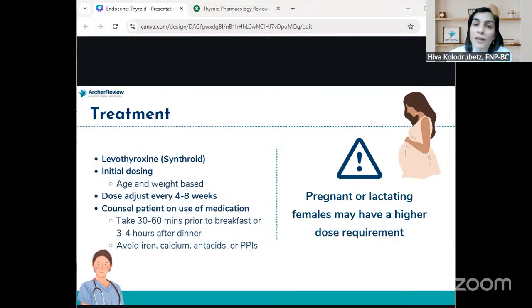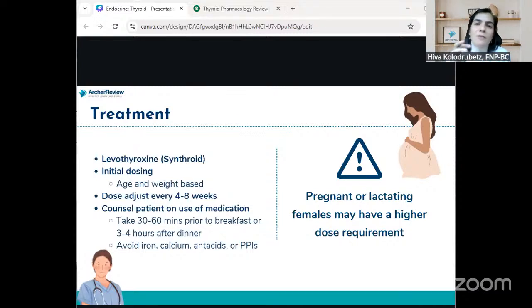We do want to adjust the dose, so we're going to have them come back and do labs before their next visit in about 6 to 8 weeks. Here I wrote 4 to 8 weeks because the endocrinology team that I worked with liked to do it about every 4 weeks, once a month. Again, clinical practice says 6 to 8 weeks, so you will use your best judgment, but always practice evidence-based.